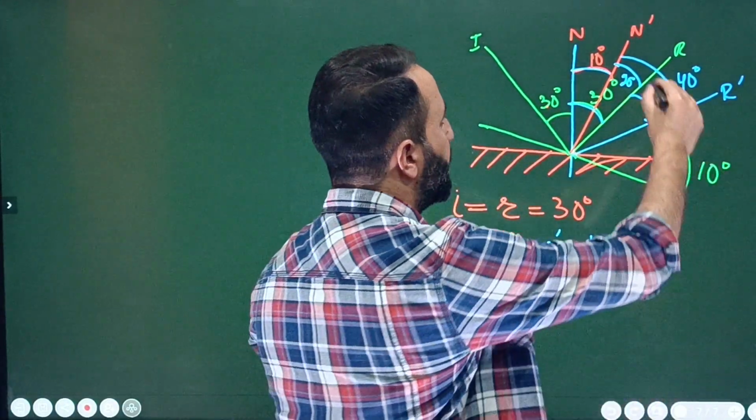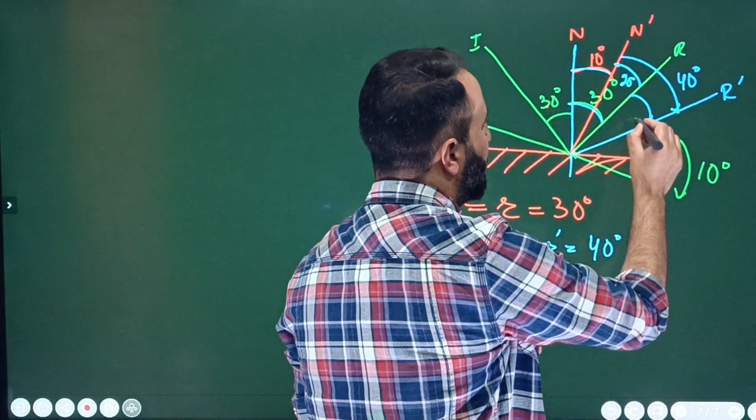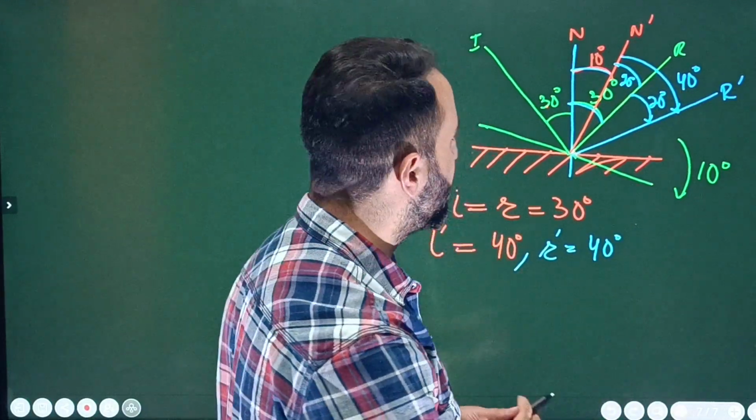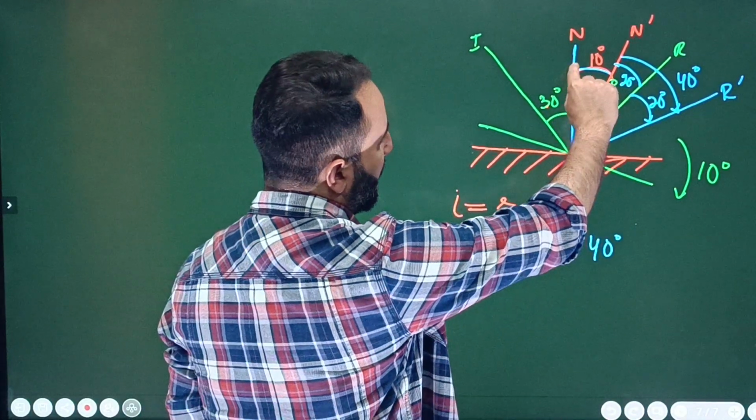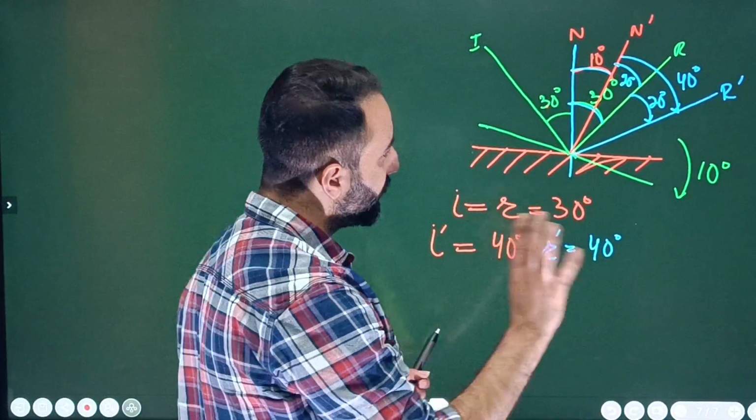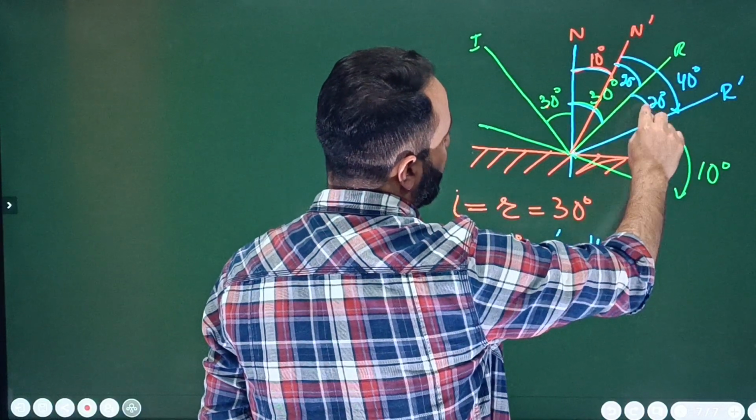Great, perfect. अब ये पूरा angle कितना है? 40 degree. This is 40, this is 20, obviously this has to be 20 as well. So 20 plus 20 is equal to 40. Again, let me revise it. This is 30, this is 10, this angle will be equal to 20 degree, because 20 plus 10 is 30.